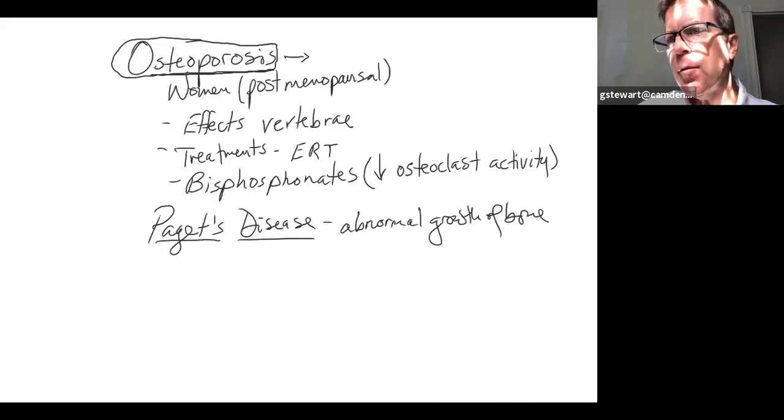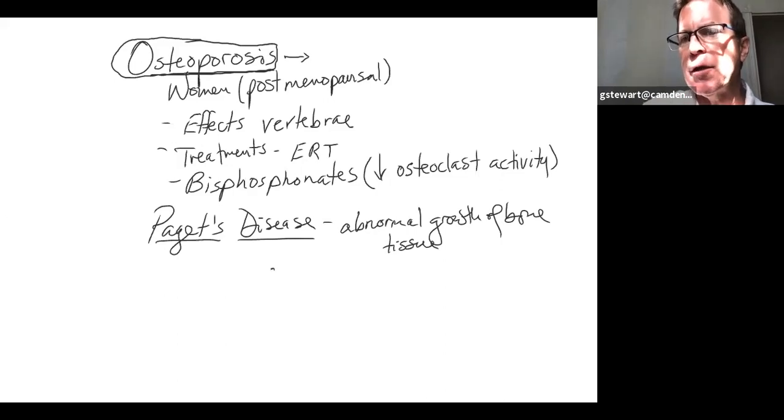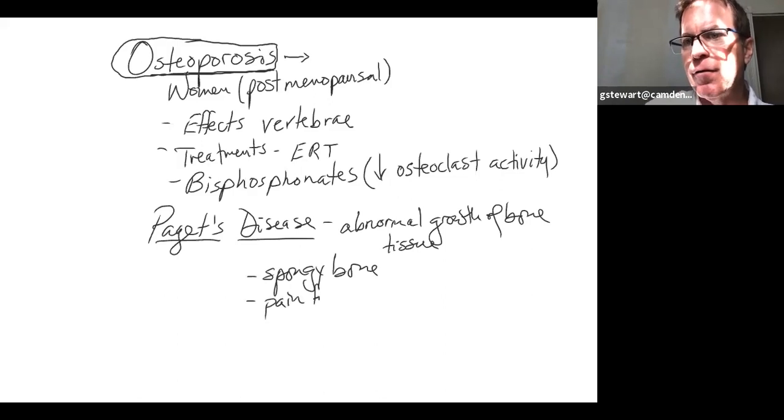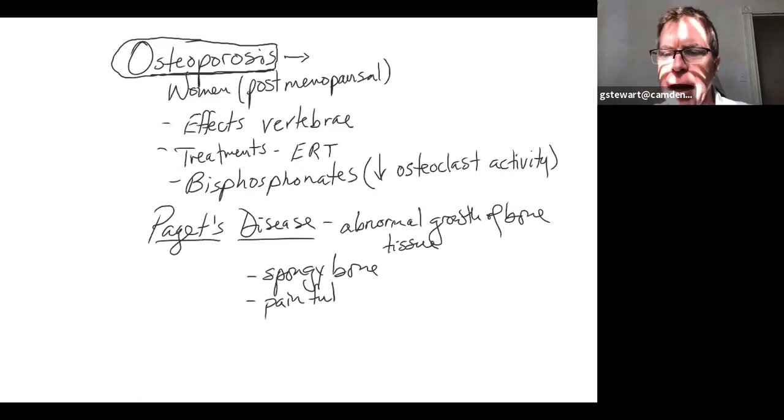That might not sound like a bad thing, but the tissue is not necessarily healthy. It's typically spongy bone tissue, no matter where it grows. It's not very structurally sound. This disease can be quite painful. It's not fully understood why this condition exists. And it can affect any part of the skeleton. But the common places are the vertebrae, the pelvis, the femur, and the tibia.